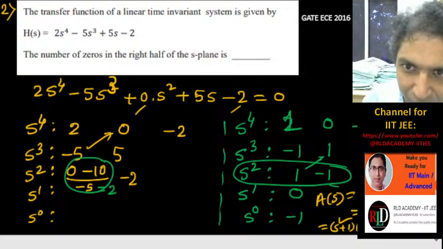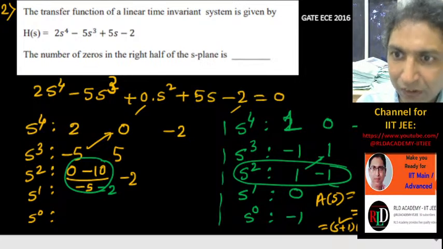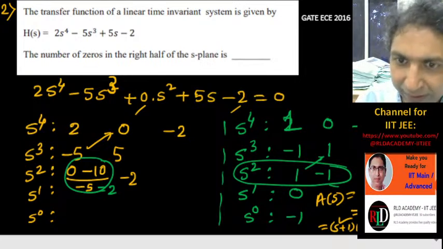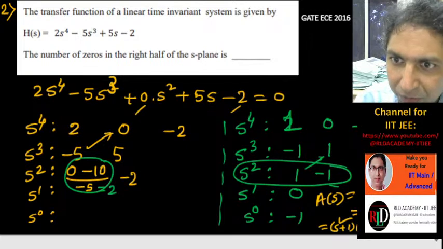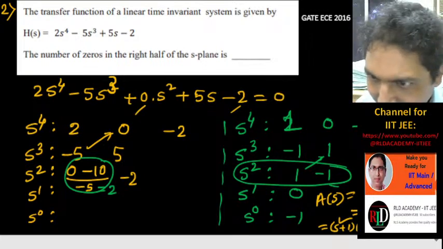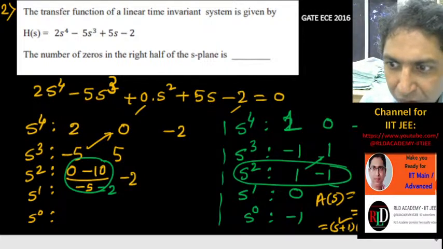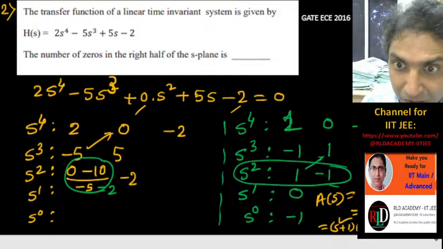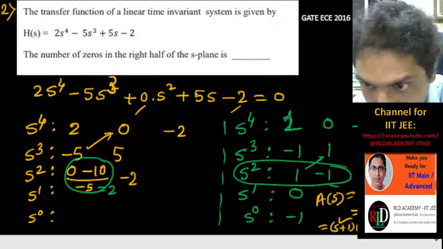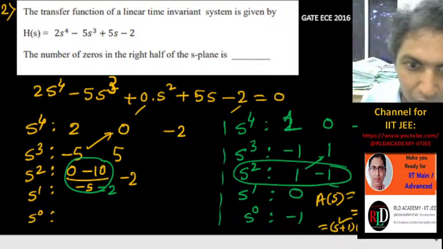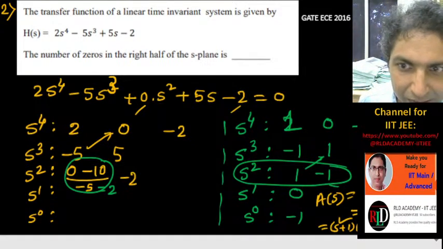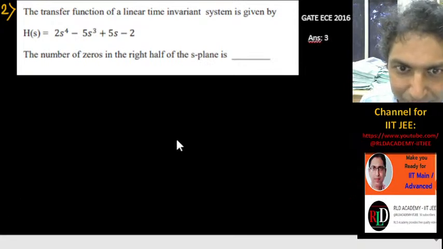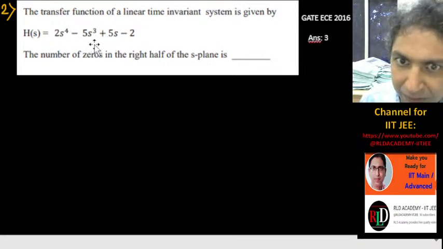Okay, so I need to find out how many zeros there are on the right hand side. Already I have got one zero on the right hand side, so from the other factors we can find out. There are two ways we can solve this problem, and I will show you both. Its answer is 3. So two ways means, how can I proceed?